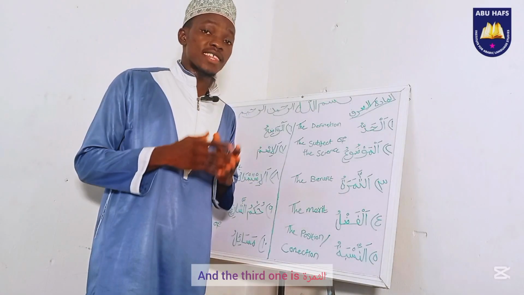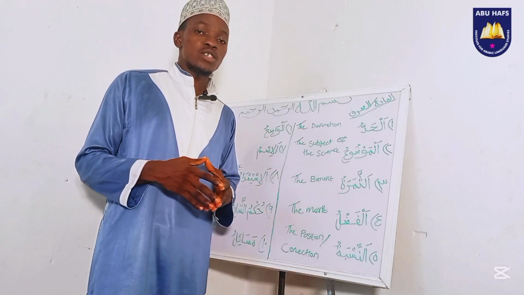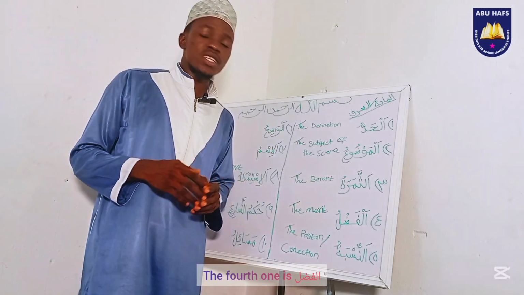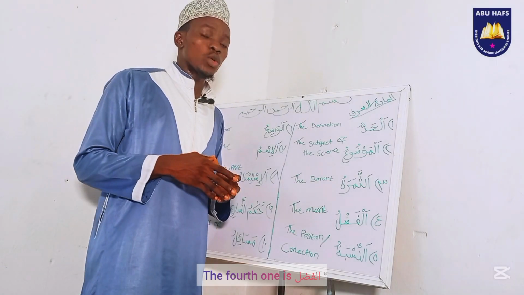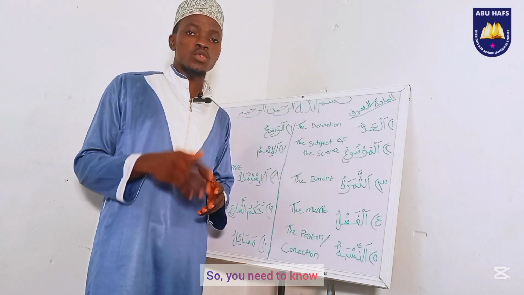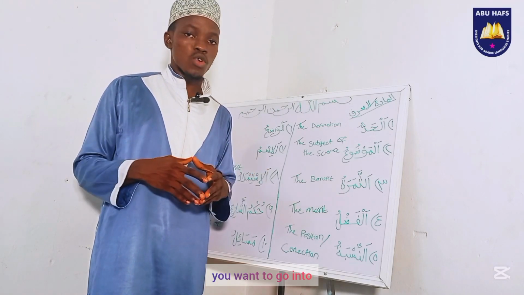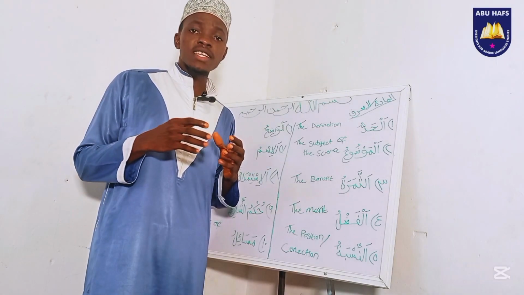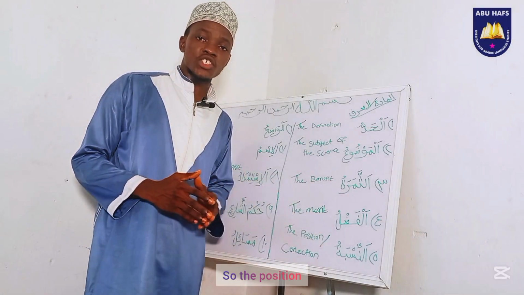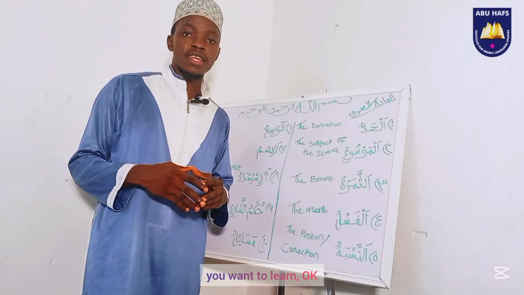And the third one is al-thamara, the benefit you want to derive from the science you want to learn. The fourth one is al-fadlu, the merits of that particular science you want to go into. So you need to know that before you start any particular science. And the fifth one is an-nisbatu, the position and the connection of the particular science you want to learn.